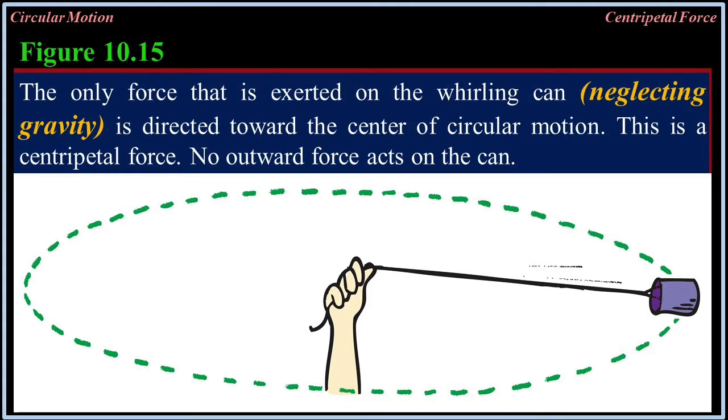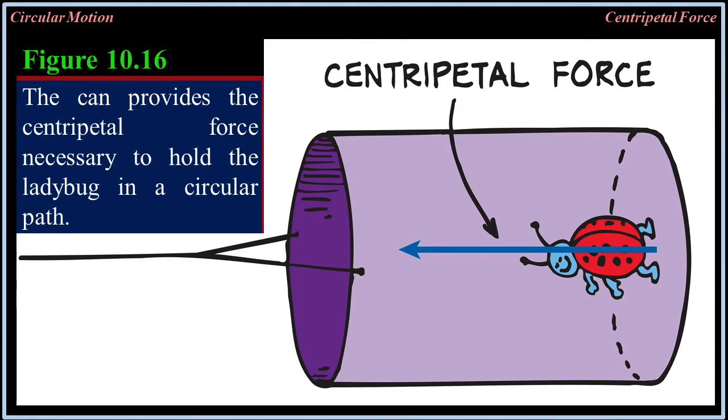Figure 10.15: the only force that is exerted on the whirling can, neglecting gravity, is directed towards the center of the circular motion. This is centripetal force. No outward force acts on the can. Very important illustration. So is the next one.